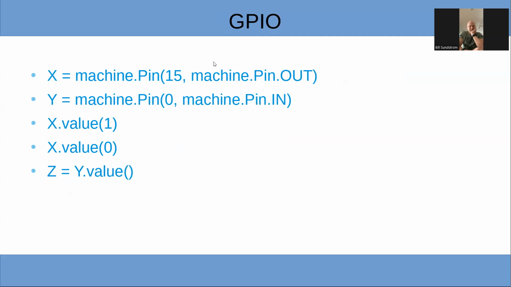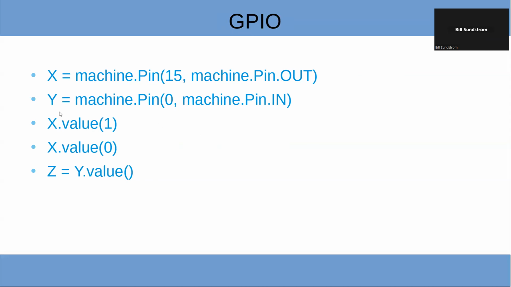Here's an example of how we would program one of the GPIO pins. In this case, we're using the machine library, which we had to have already imported. And we're going to use the pin function out of that library. So we'd set up variable X equal to machine.Pin. And then within these parentheses, we say it's pin 15, that's GPIO 15, and we set it as an output.